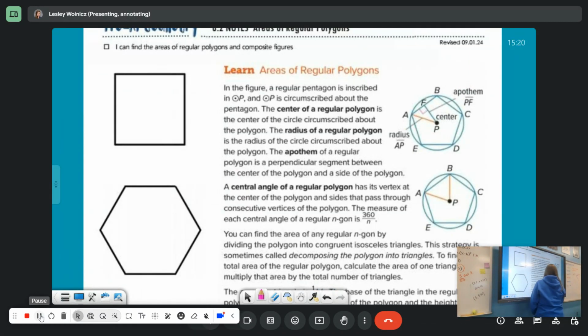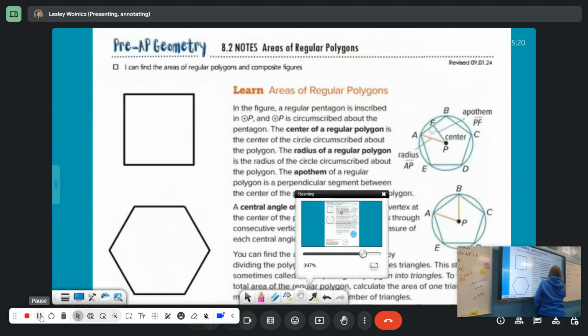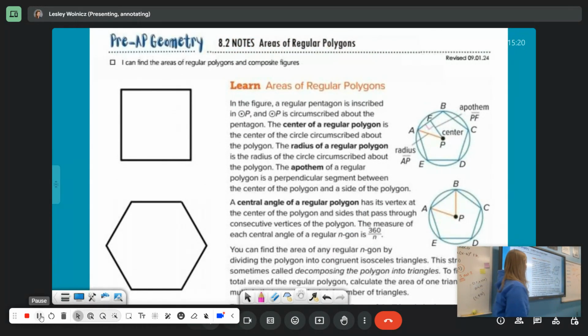Okay, so we are moving on to area of regular polygons. The first bit of this is just some vocab. A regular polygon, remember, has all of its sides congruent. It has to be convex, which means there aren't any dents in it. It can't be concave and have a dent, because it has to be inscribed in a circle, and it can't have a dent and be inscribed, because then not all the vertices would touch the circle.